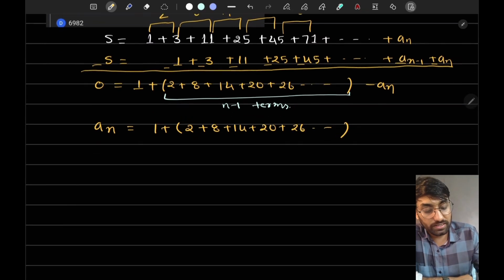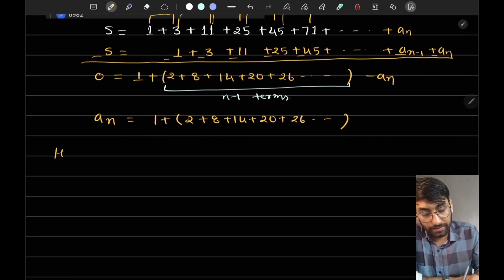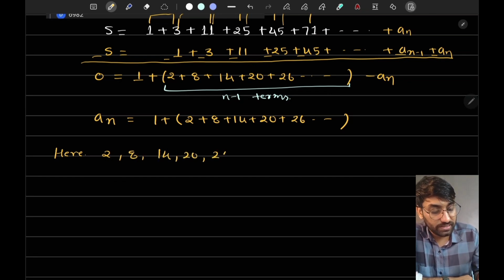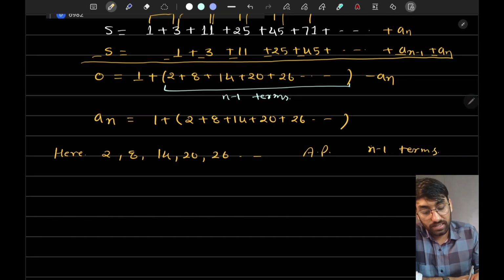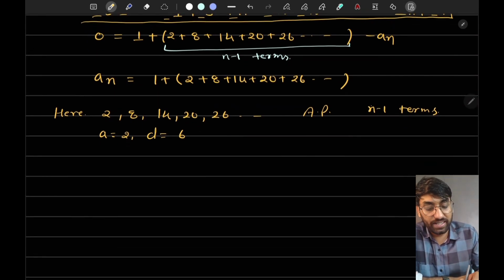Now let's observe here. This 2, 8, 14, 20 and 26 are in AP, and have n minus 1 terms. Here the first term is 2 and the common difference is 6. Correct? So I can easily find S_(n minus 1) here.